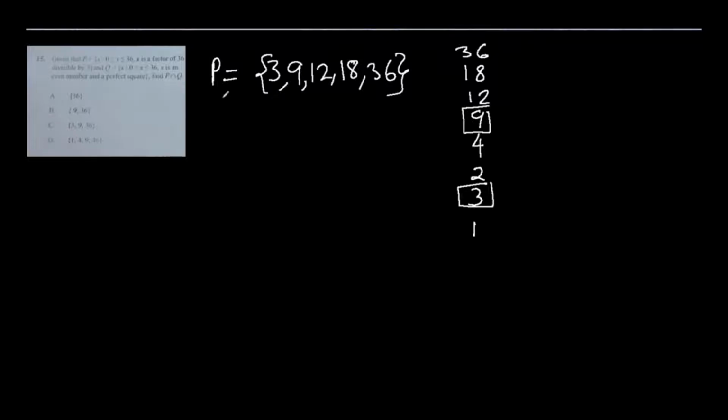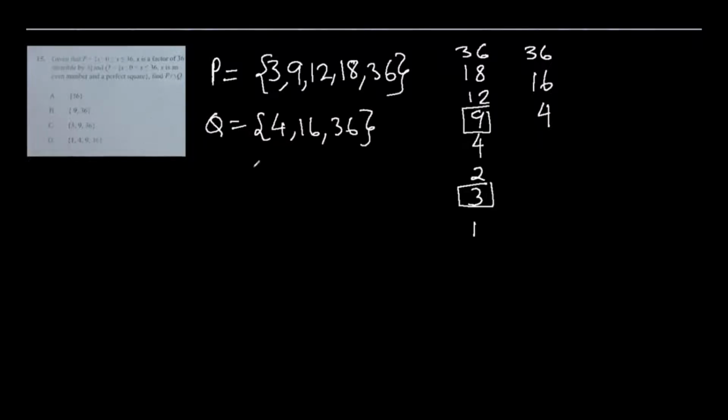Right. Now Q is another set which is also between 0 to 36. X is an even number and a perfect square. So X is an even number and a perfect square up to 36. So 36 itself is a perfect square and even number. Then we'll have 16 because 25 is odd, and then it will be 4. And is there something else? No. So these are the 3 ones. Okay, so Q becomes 4, 16, 36 in increasing order.